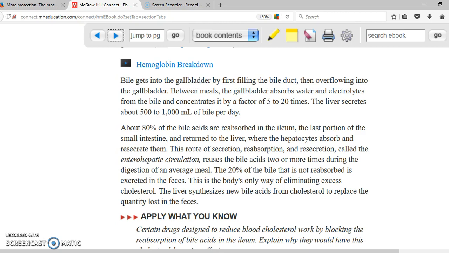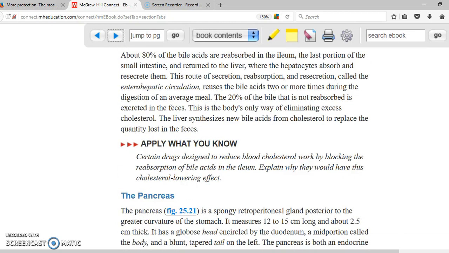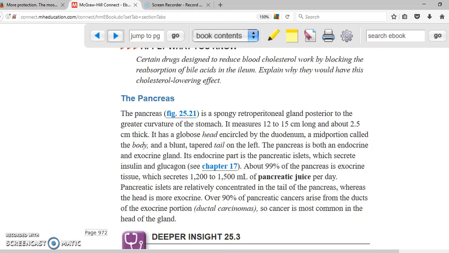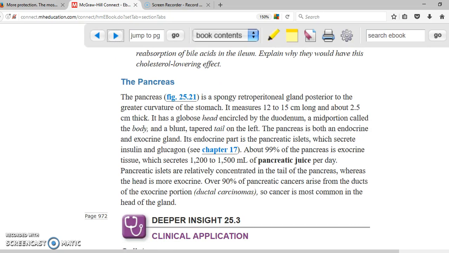The remaining 20% is eliminated in feces, and this is the only way in which we are able to eliminate cholesterol from our body, that 20% of bile that gets eliminated together with the feces. So you have to remember that. The next topic, pancreas.